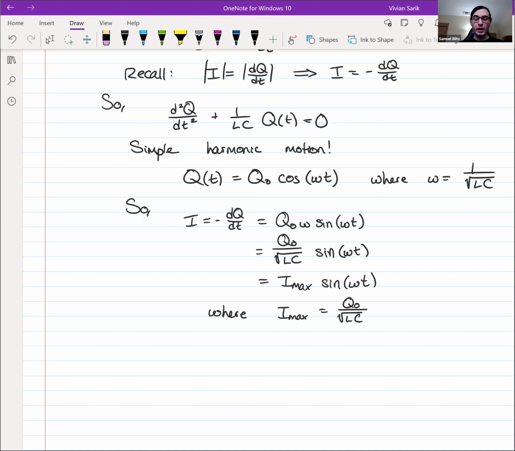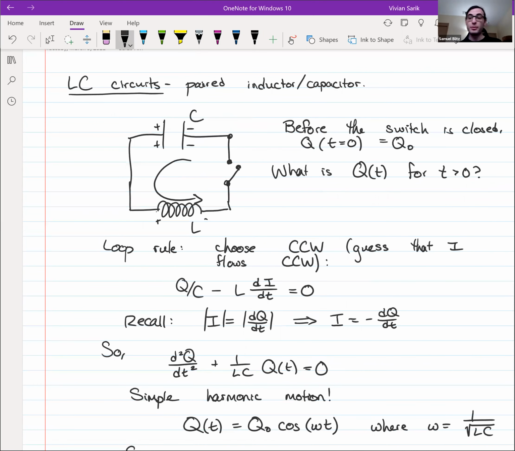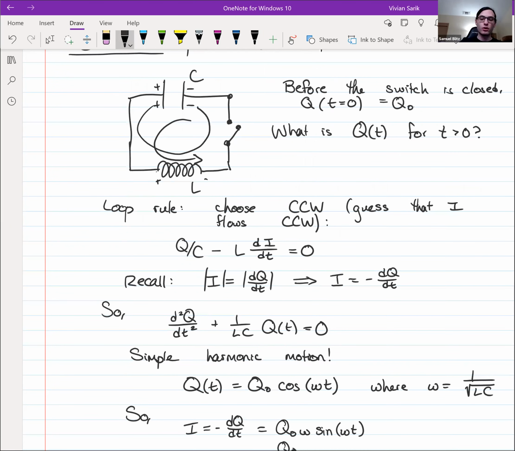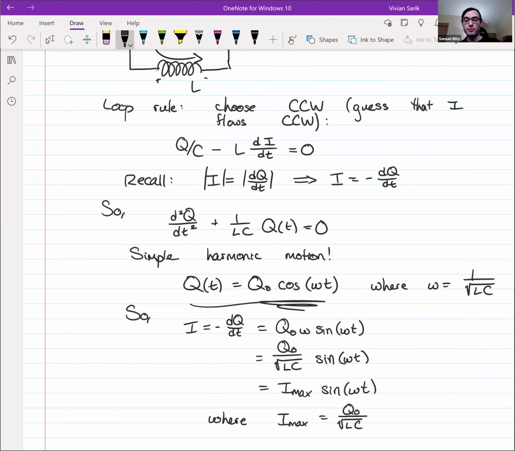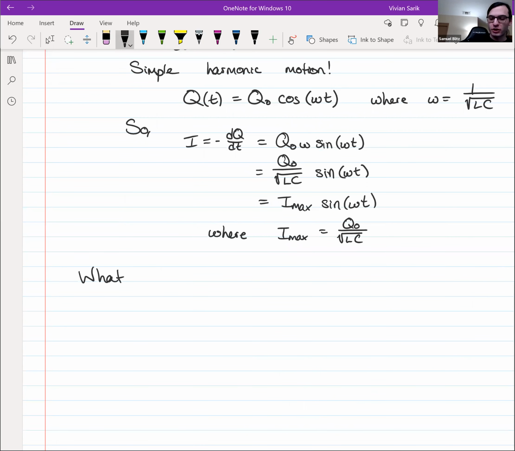So really what happens is you have charge on the capacitor, that charge drains, and then that charge will go back and fill up the other side, and then it'll oscillate back and forth as described by this function. So let's ask the question about energy. Because we know capacitors store energy, and we know that magnetic fields store energy, inductors store energy, we should be able to account for all of the energy in the system.